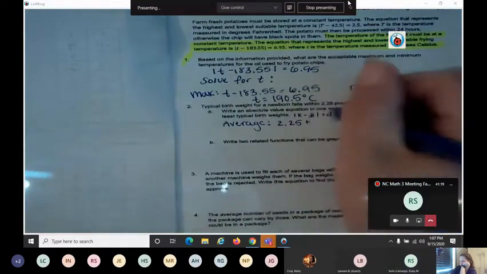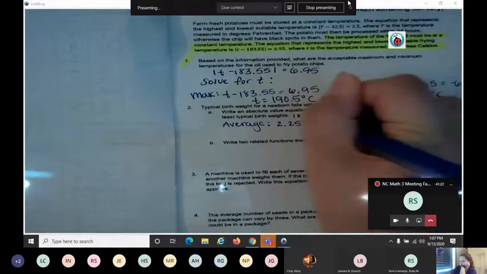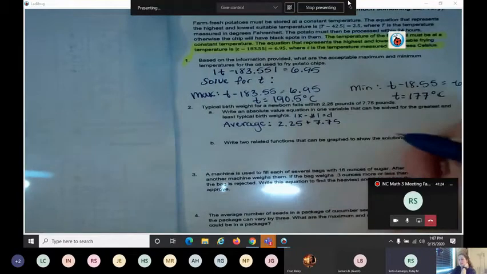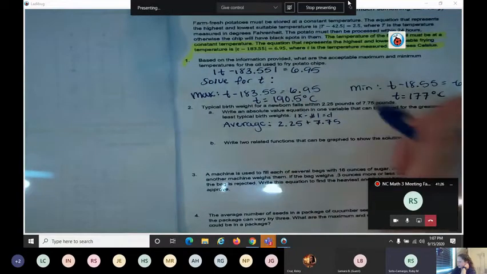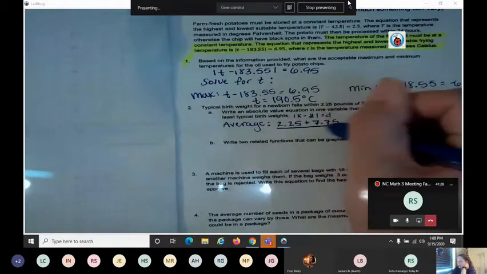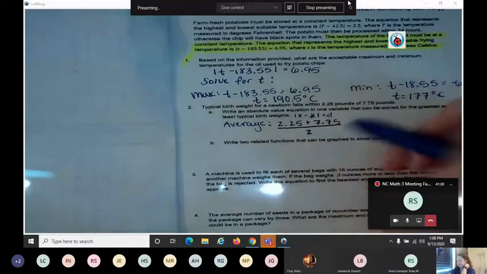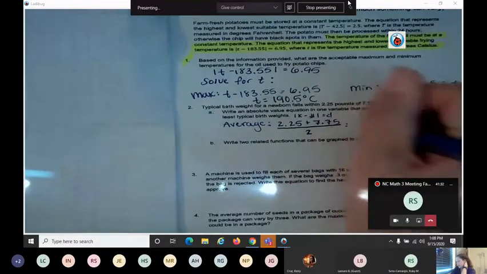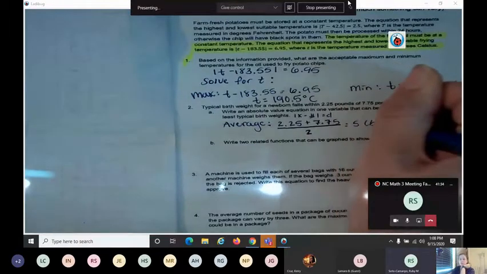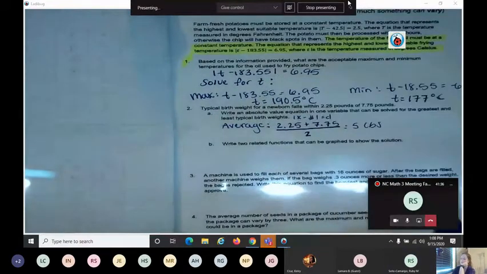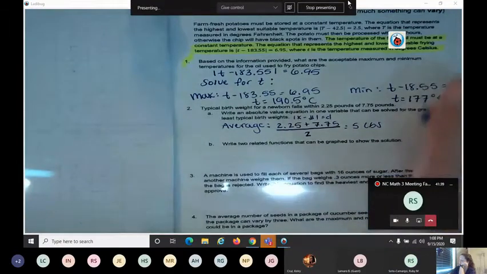$7.75. And then I'm going to divide that by what number? By 2. Perfect. Okay. So when I do this in my calculator, I should get an average of 5 pounds. Now we also need to come up with how much it varies.